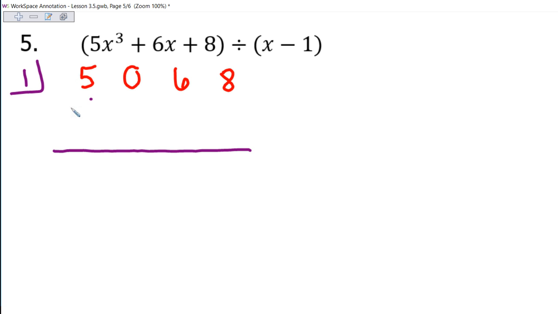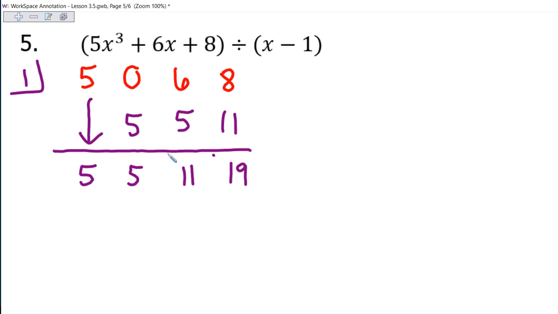First coefficient is always drop down, so drop down your 5. Multiply your outside numbers. 1 times 5 is 5. Adding these, we get 5. Multiply again. 1 times 5 is 5. Add these again. 6 plus 5 is 11. Multiply your outside numbers. 1 times 11 is 11. And combining these, 8 plus 11 is 19. And that last number is always your remainder.